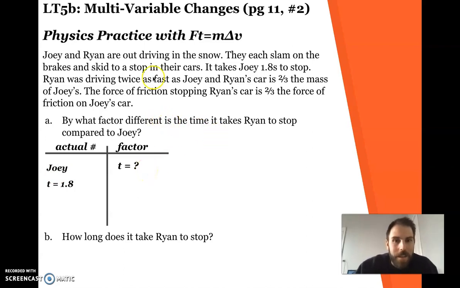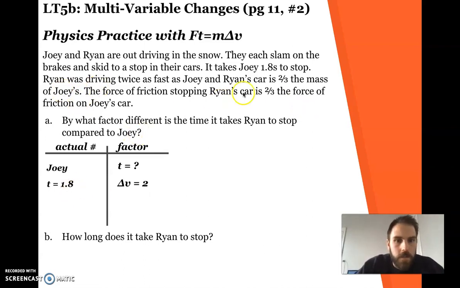If I keep on reading here, Ryan was driving twice as fast. So I'm going to say that my delta V, my change in velocity, is twice as much. Now, you might be wondering, isn't that your initial velocity, Mr. Wolf? It is. But if they're both coming to a stop, then their final velocity is 0. So if those are the same, then their initial velocity is going to be twice as much, just as the change in velocity is going to be twice as much. In a lot of these momentum problems, either your final or initial velocity is going to be 0, and if that's the case, we can use change in velocity to figure out these problems.